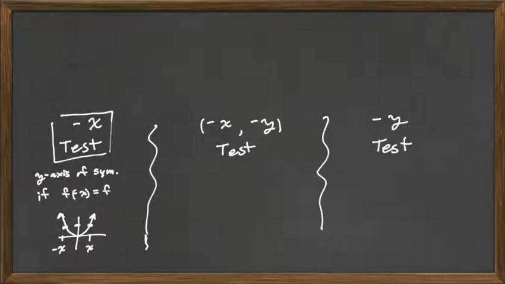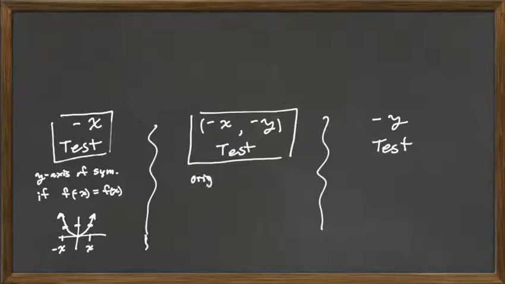f of negative x equals f of x. I mean, those are two different y values. Well, they're the same y values actually. So f of negative x would be that y value, and f of x would be the same y value. So they're the same. For the negative x, negative y test, that would give you origin symmetry.